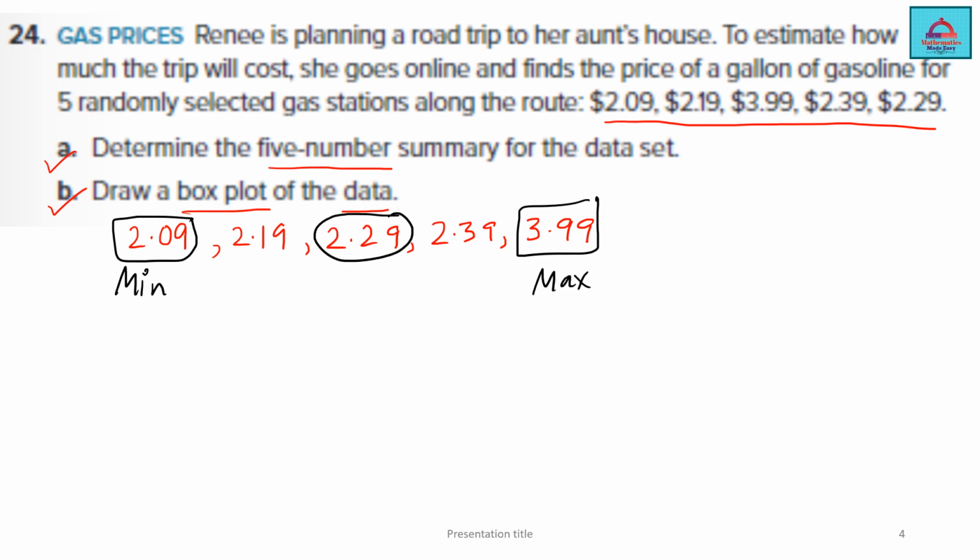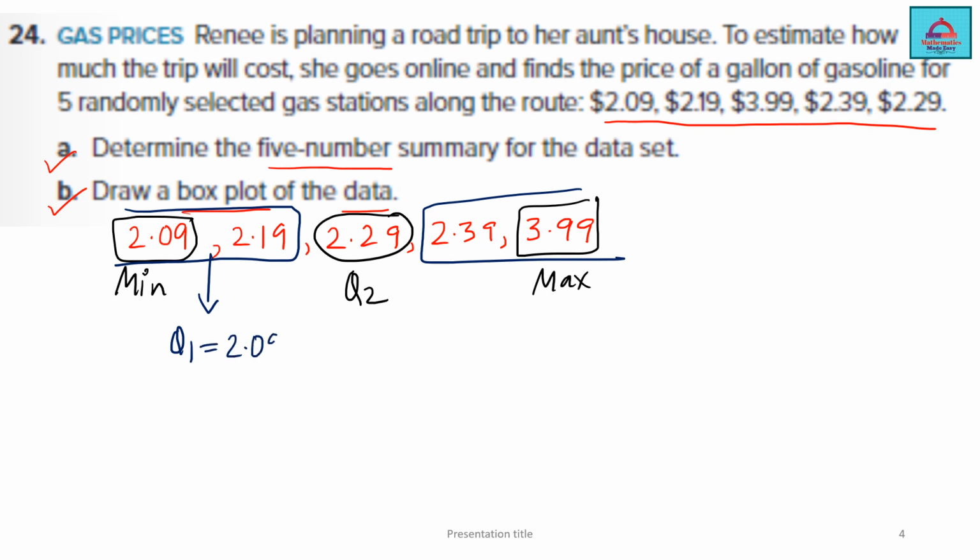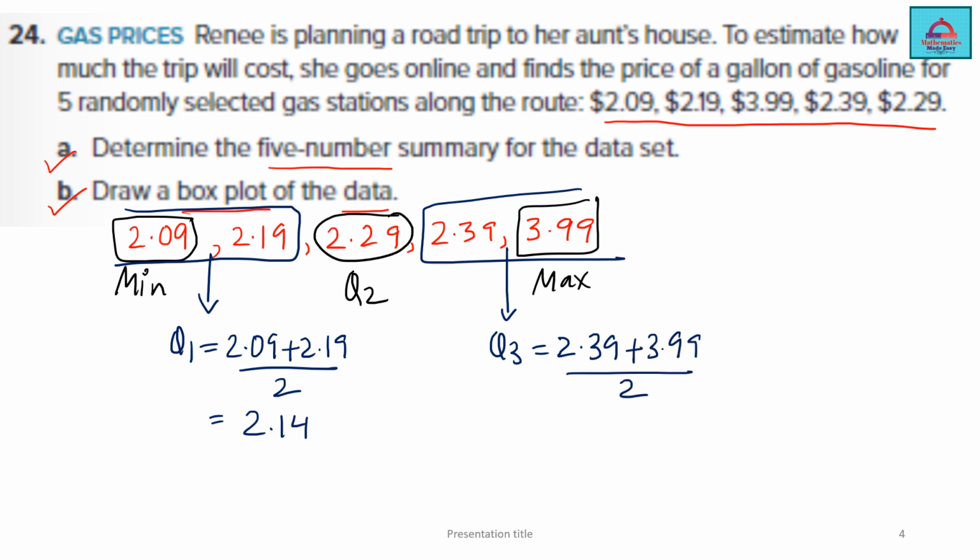in the middle you have Q2, and for Q1 and Q3 you have to take the median of the upper and the lower quartile. So I'm going to change color here. Definitely this is the lower quartile, this is the upper quartile. So for Q1 you have to take, because there are two numbers, the average: 2.09 plus 2.19 divided by 2. So this is going to be 2.14. And here again you have two numbers, so Q3 is going to be the average of the two numbers, so add them and divide by 2 to calculate the value of Q3.